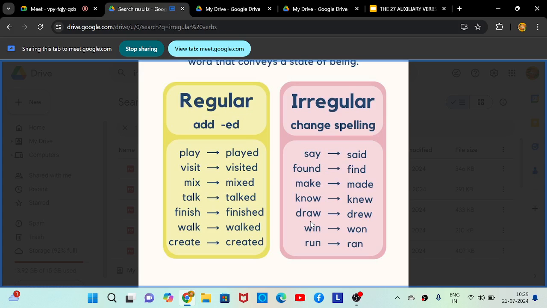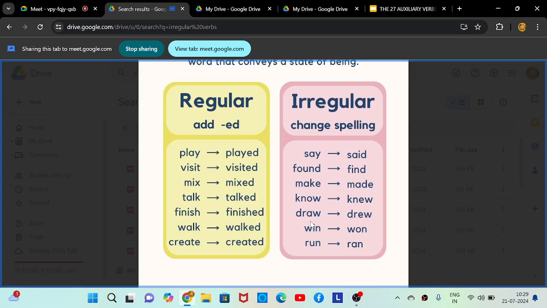So basically a verb is an action word. Any action that is conveyed is called a verb. It is the third part of speech. Then verbs are divided into regular and irregular verbs based on their spellings to get the past tense.